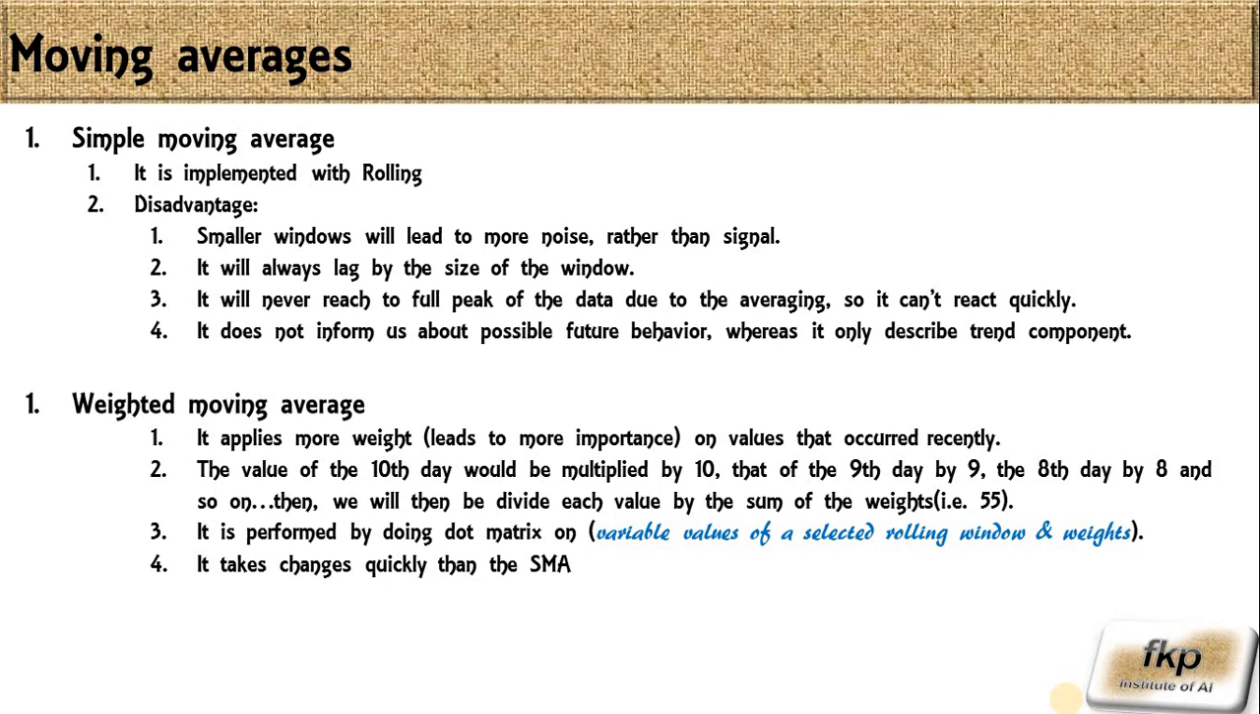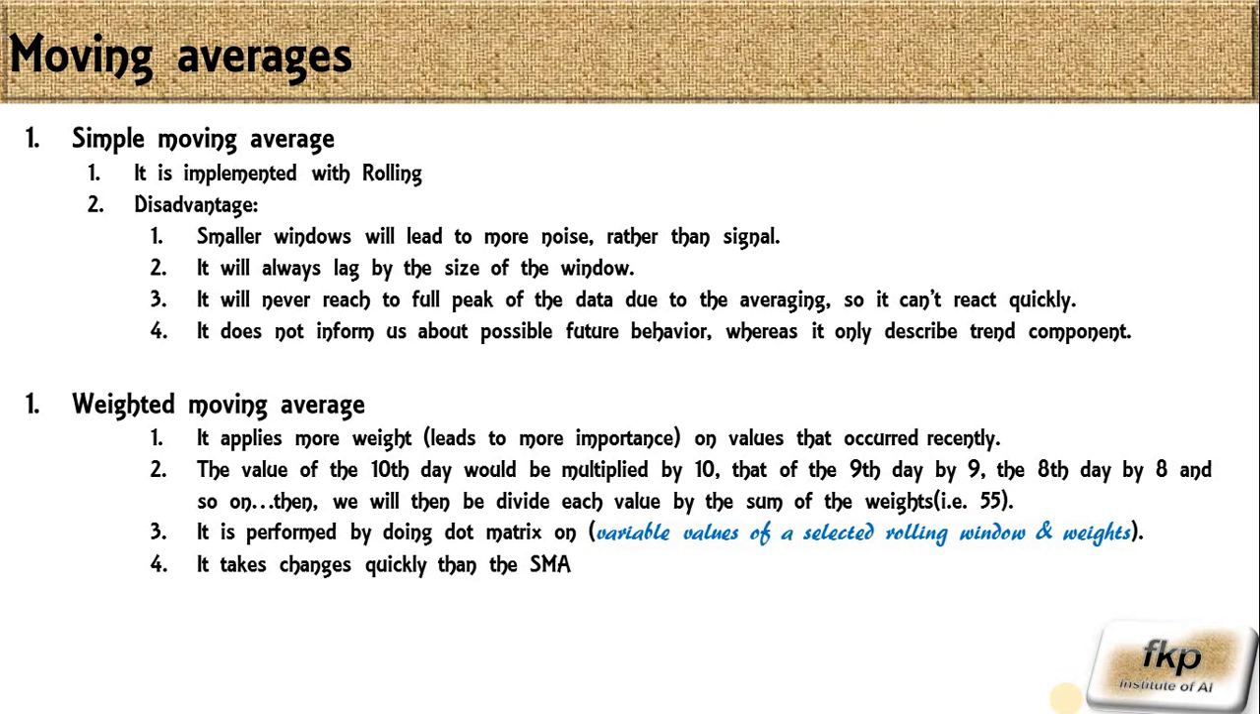Since we are multiplying the 10th data point by 10 and the 9th data point by 9, see what happens here: the value of the first data point is lesser, since we are multiplying it with a smaller number, the second data point with 2, and the 8th data point with 8. So obviously the weight will grow.